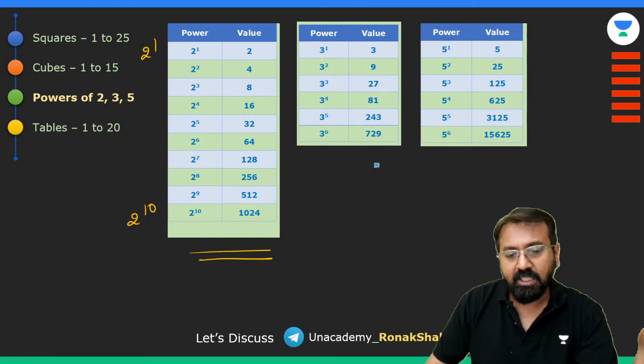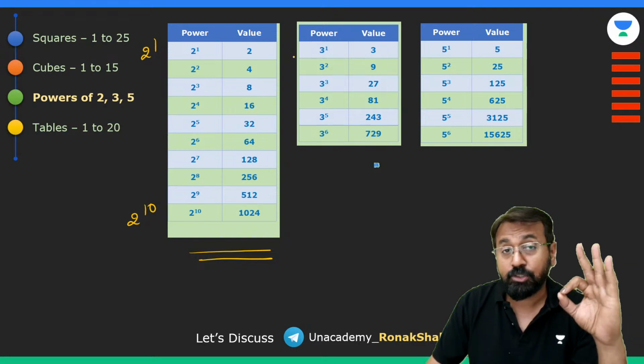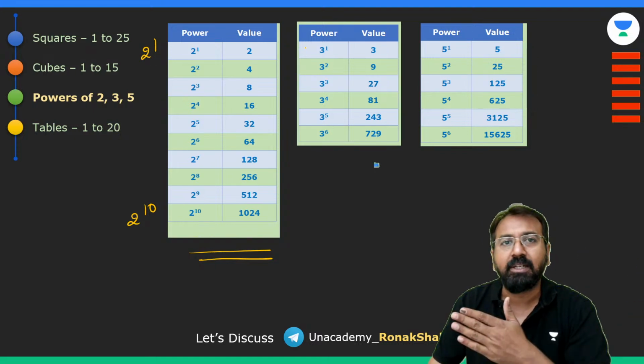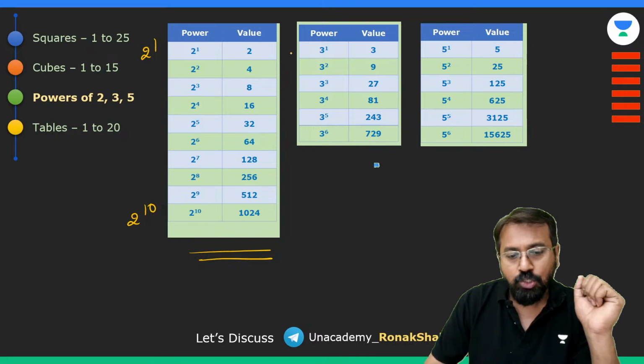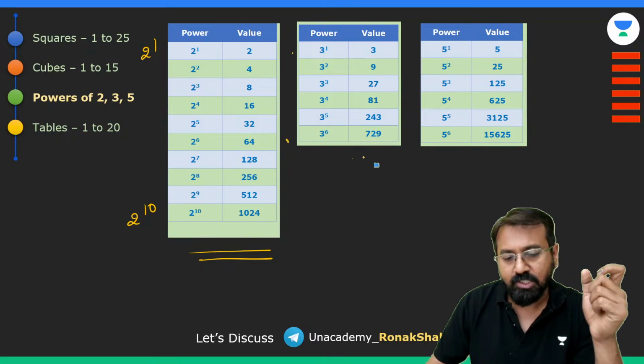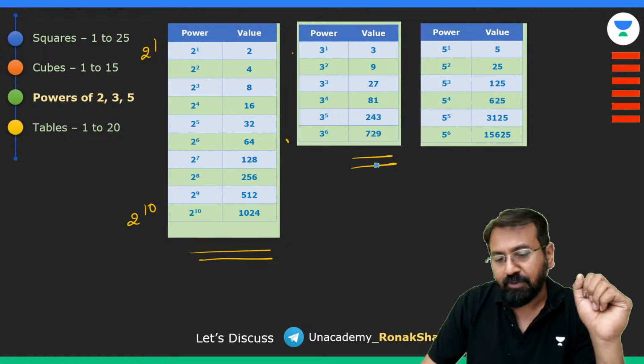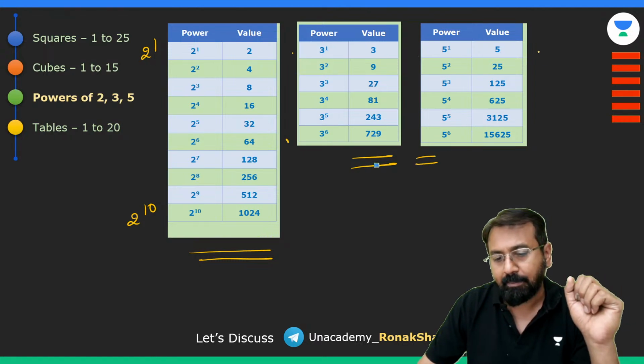Similarly, you also need to remember powers of 3. If you want to increase your speed of calculation, if you want to become good at maths, make sure that you are completing these basic things. Okay. So 3 raised to 1 to 3 raised to 6, you need to remember these powers. And similarly, 5 raised to 1 to 5 raised to 6, you need to remember these values.